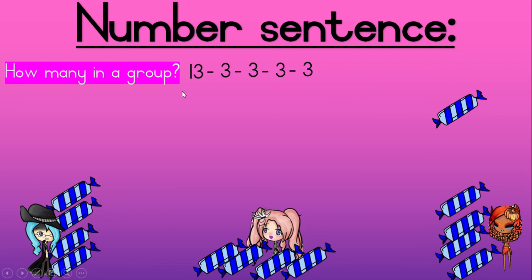Therefore we can say 13, take away 3, take away 3, take away 3, take away 3, gives me 1 left. So if I share 13 sweets equally among 3 friends, each friend will get 4 sweets and we will have 1 remainder.